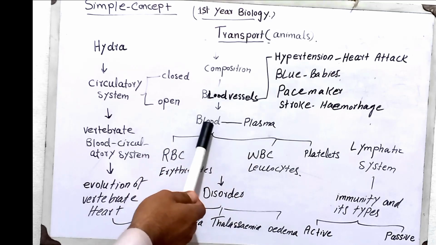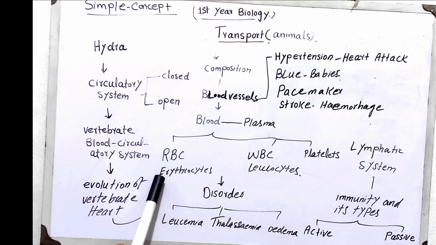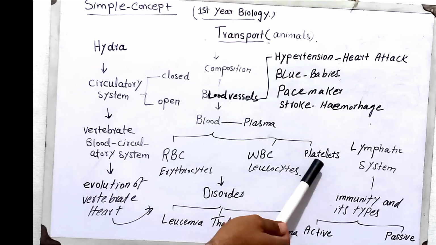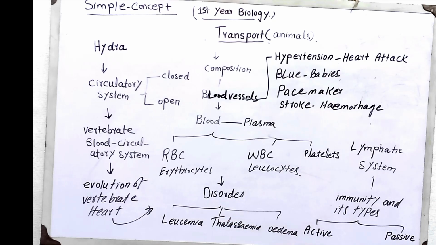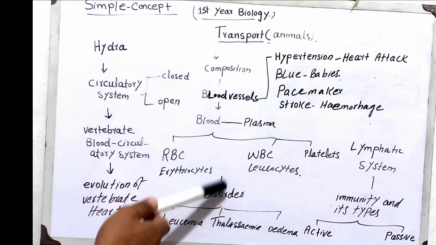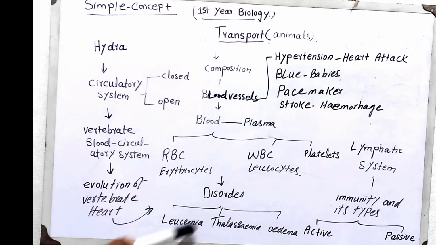plasma. The blood also contains red blood cells, known as erythrocytes, white blood cells known as leukocytes, and platelets. Blood disorders include leukemia, blood cancer, thalassemia, and edema. Edema is a swollen part of the body, maybe the legs or joints.